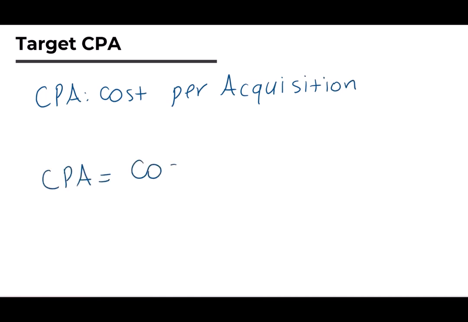The CPA in Target CPA stands for cost per acquisition. To calculate CPA, you need to divide the total cost of your advertising by the number of conversions you have received during a given period of time.